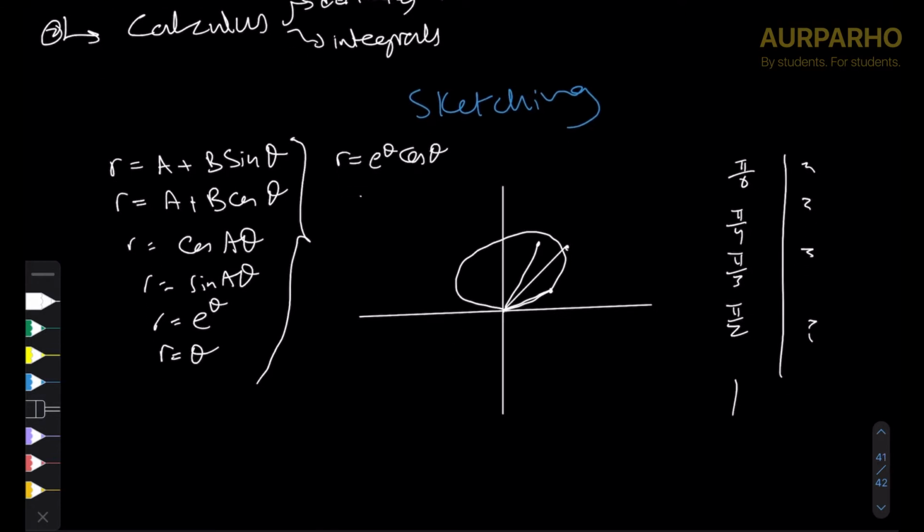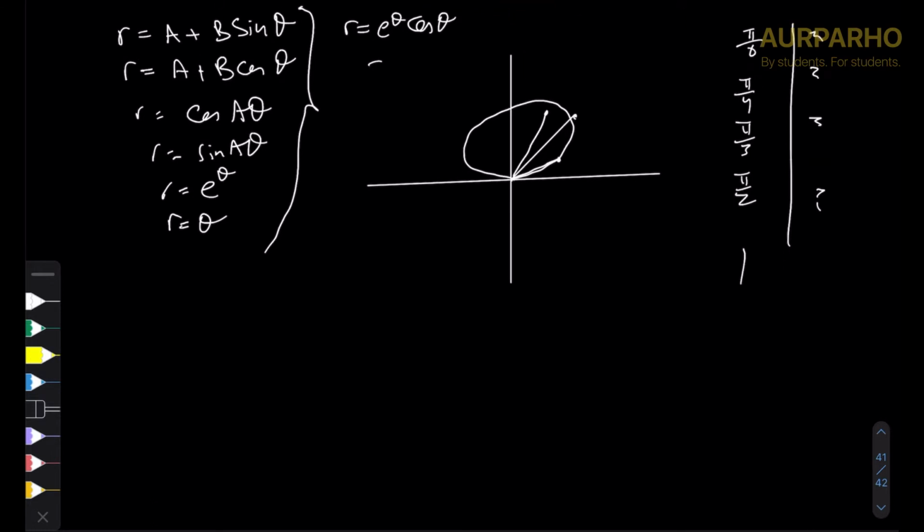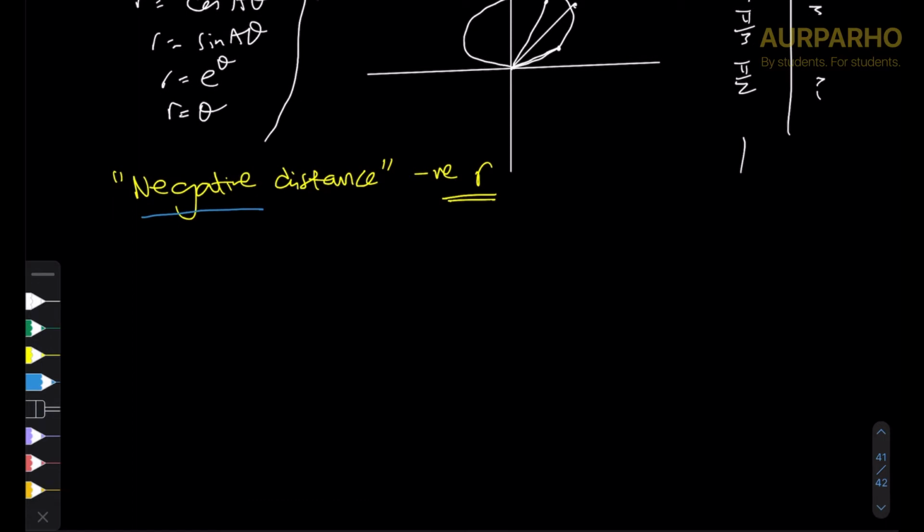And one more thing, since we're on the topic of sketching, I would like to talk about the concept of negative distance from the pole, or negative r. And don't quote me on this negative distance, because distance is never really negative. But this is really more of a conceptual thing.